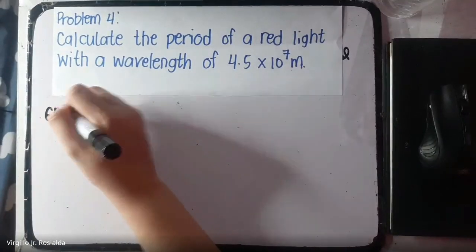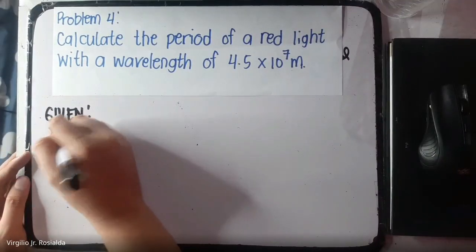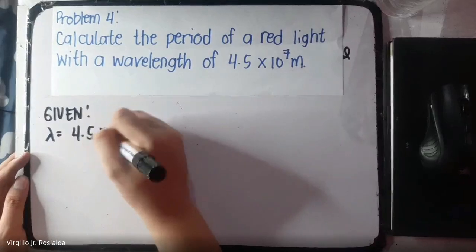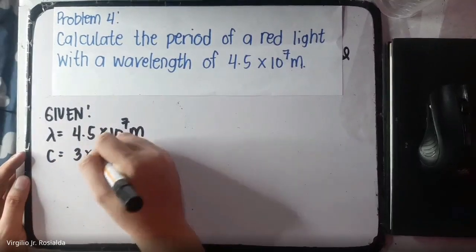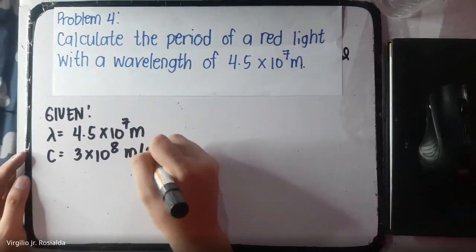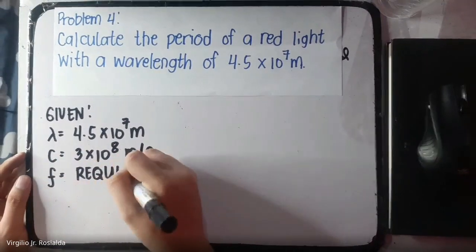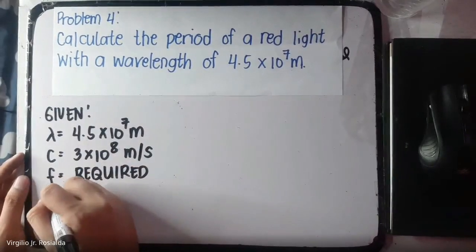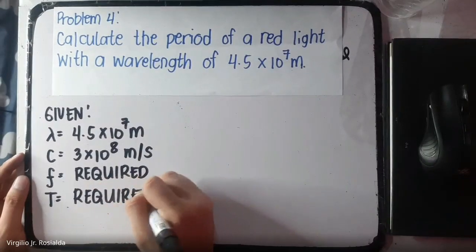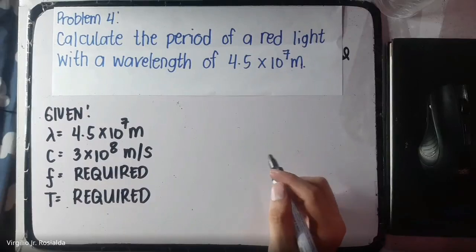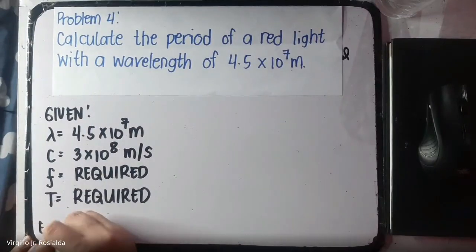So our given, tulat ulit natin yung given natin. Our wavelength is equal to 4.5 times 10 raised to 7 meters. Our speed is 3 times 10 raised to 8 meter per second. Tapos frequency required. Ito ang nawawala sa atin, yung frequency natin. And at the same time, kailangan natin yung period. Required din ito, since yun yung pinapahanap sa atin. Okay. Now, paano natin siya kukunin ngayon? Sabi ko, the first solution or equation pala. Kunin muna natin yung equation.